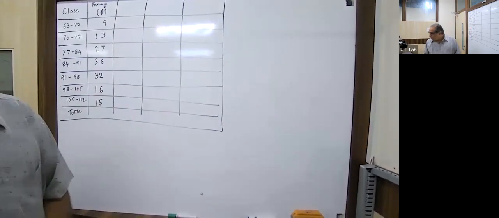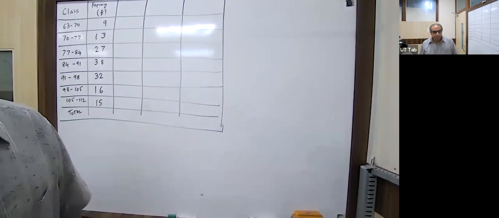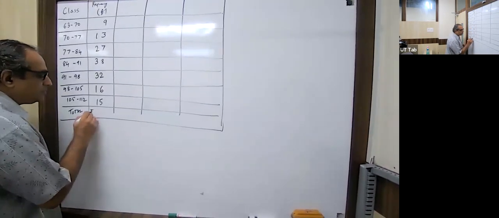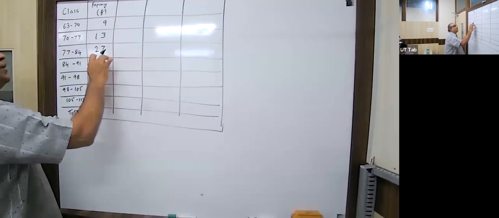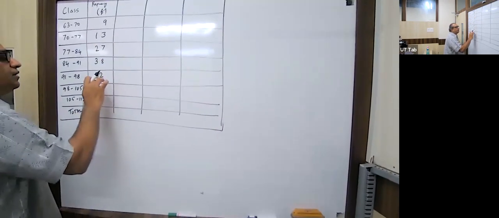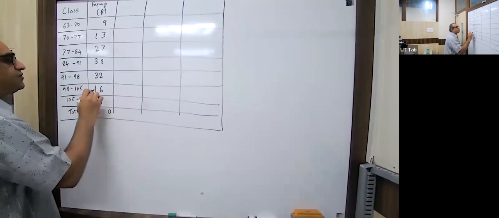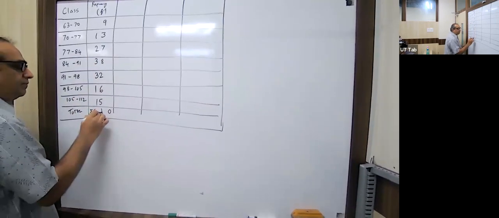This is what is given to you, and you have been asked to find out the mean using the step deviation method. First step, you add up all the frequencies: 9, 12, 20, 27, 29, 35, 40, carry forward 4, 4, 5, 6, 7, 8, 9, 10, 11, 12, 13, 14, 15.